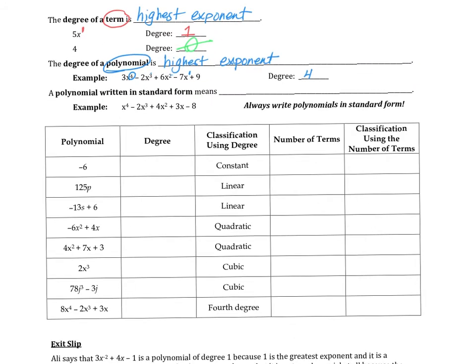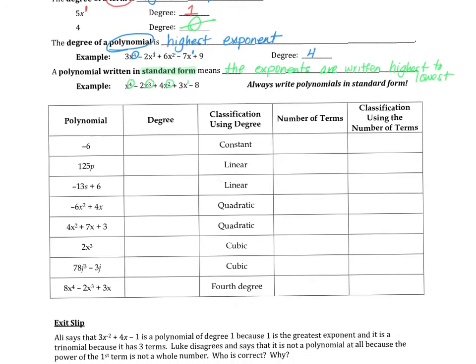All right, so a polynomial written in standard form, that means that the exponents are written highest to lowest. Alrighty, so you see this one, we have 4, 3, 2, 1, constant. Constants always go last, okay?